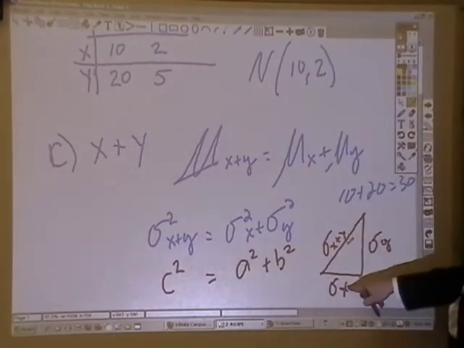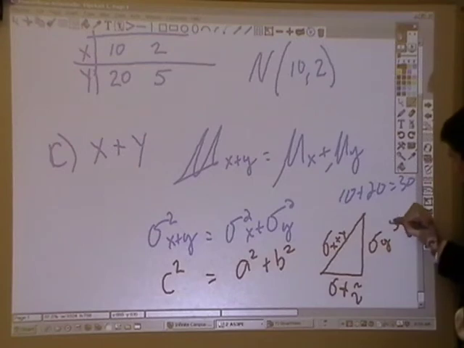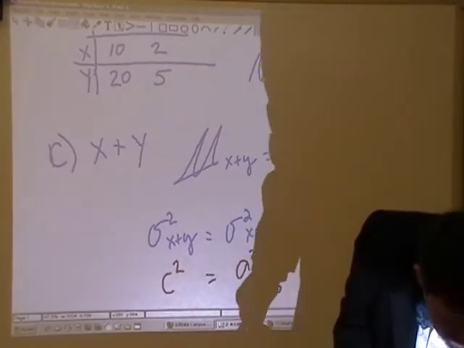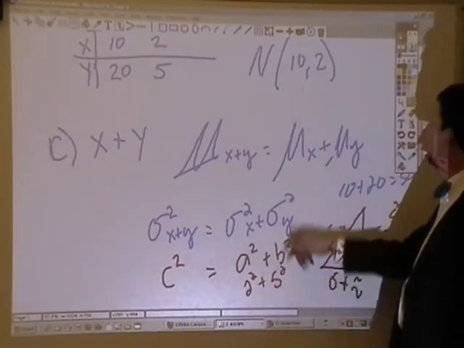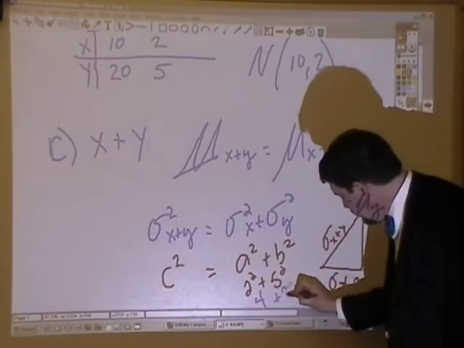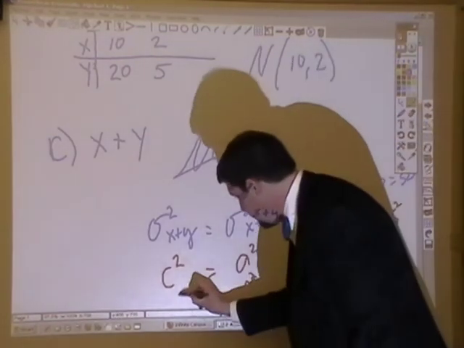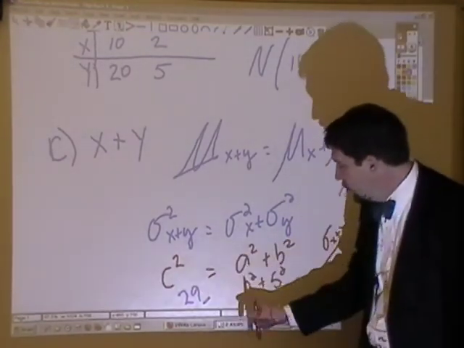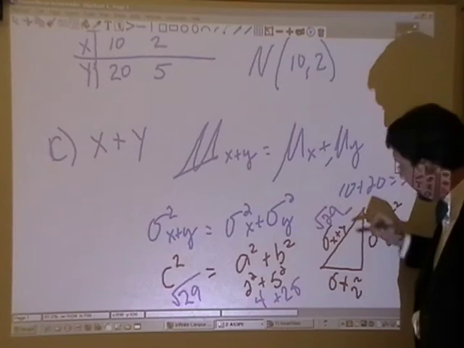So what I'm going to do is square this one, and the standard deviation of x is 2, so I take 2 squared. Standard deviation of y is 5 squared. 2 squared plus 5 squared is equal to, 2 squared is 4, 5 squared is 25, 4 plus 25 is 29, so c squared is equal to 29. But I'm not done, because my answer is not 29. That is the variance. So I need to take the square root of 29. So this distance right here, this hypotenuse, is the square root of 29.